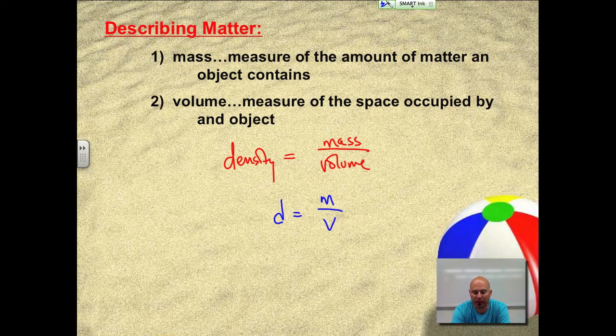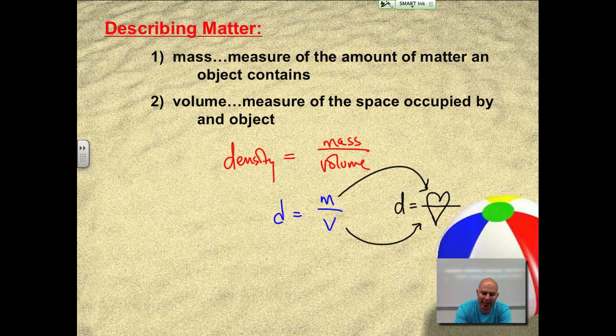I know that some of us have heard and seen this before. It's a great way of remembering it. You draw your little heart and then write the line through it. So you've got your mass and your volume. That's a great way of remembering the formula for density.